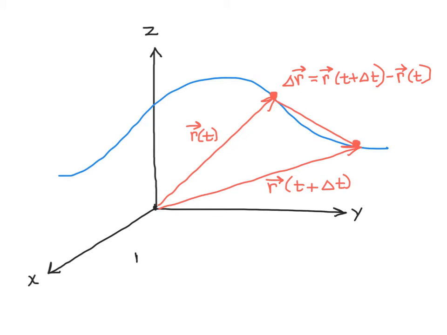So the derivative r prime of t is equal to the limit as t, in this case t is time, approaches 0, of delta r over delta t. And this gives us the instantaneous rate of change, or velocity, because we have direction and magnitude. And this instantaneous velocity is tangential to the curve of motion.